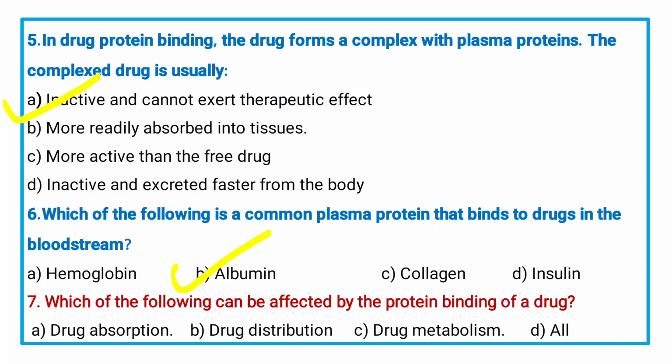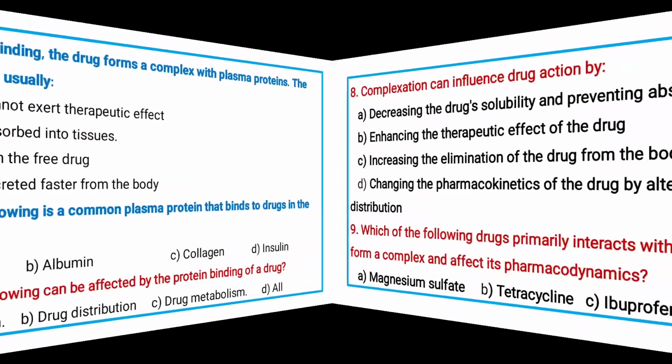Which of the following can be affected by protein binding of a drug? Option A, drug absorption, B, drug distribution, C, drug metabolism, and D, all of the above. Mainly drug distribution is affected. B is the correct answer, because the drug binds to the proteins present in blood, albumin and globulin, so that affects drug distribution.